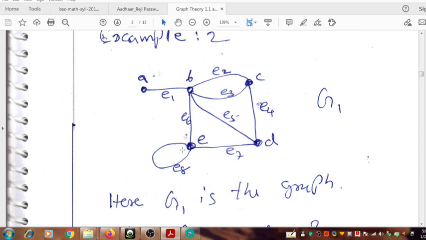But there is another kind of edge. You can see E8 is an edge that originates and ends at the same vertex, and so this edge is called a loop, or self loop, in graph theory. And the other edges: E4 links C and D, E5 connects B and D, E7 connects E and D, E6 connects B and E, etc.